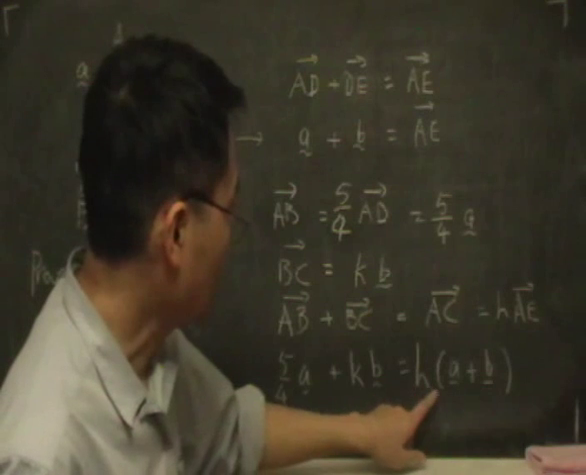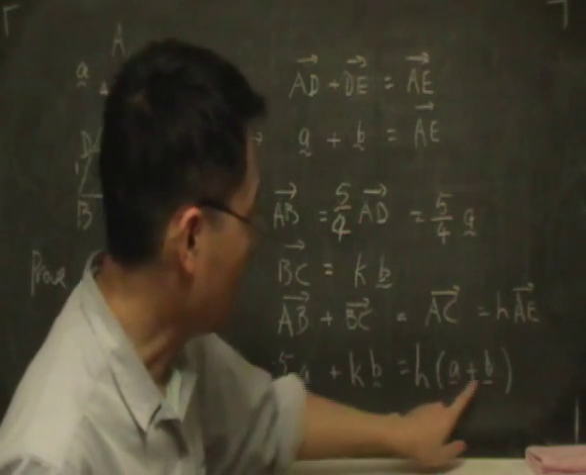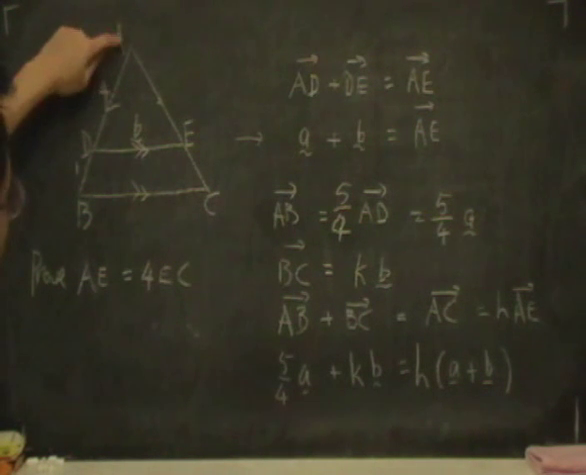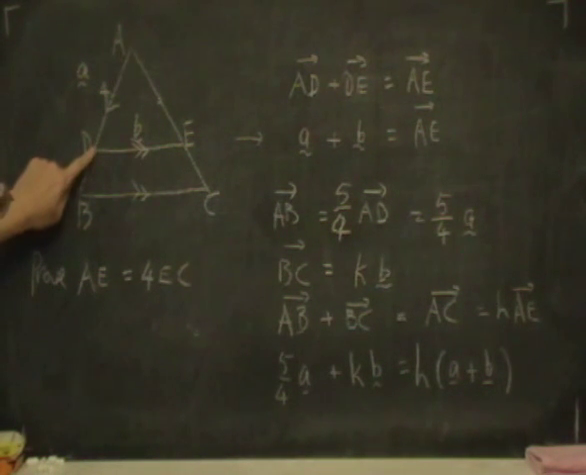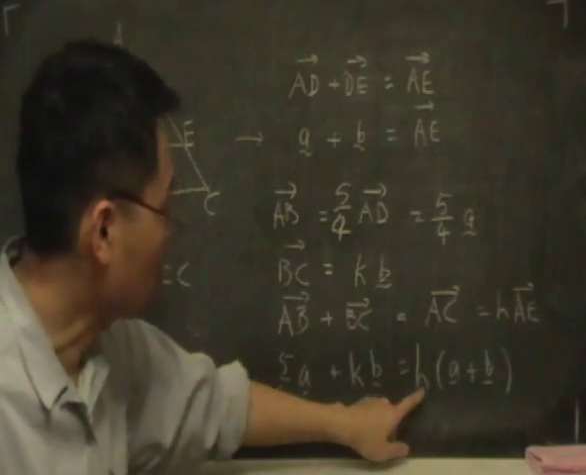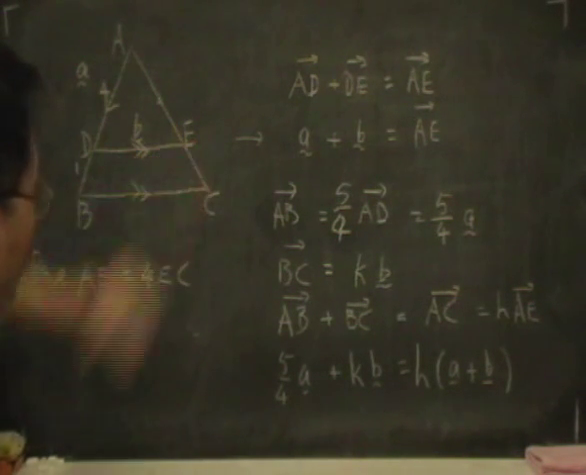Now in this case, I'm also adding a plus b and then multiplying by the h. So what's happening is that I'm adding little a to little b to get AE. Okay, and then this is multiplied by the h to give you AC.